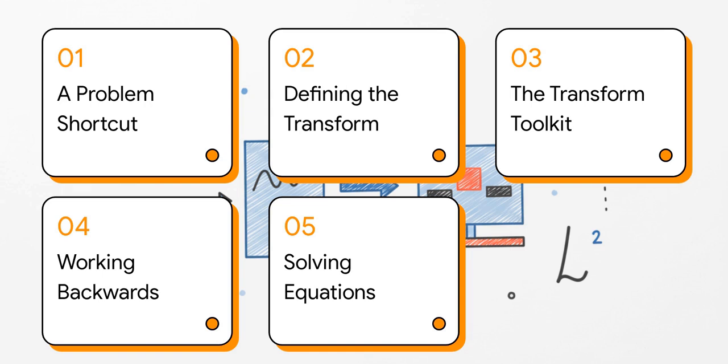So here's our roadmap for today. We're going to start with why this shortcut is so useful. Then we'll look at how the transform is actually defined. We'll open up the toolkit of properties and common functions. Then we'll figure out how to work backwards to get our final answer. And finally, we'll put it all together to solve a real differential equation.